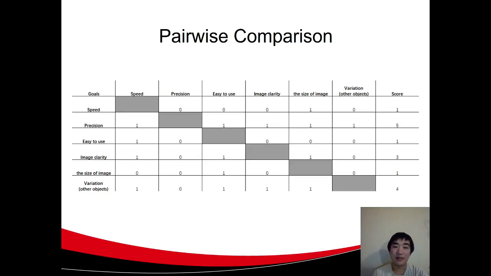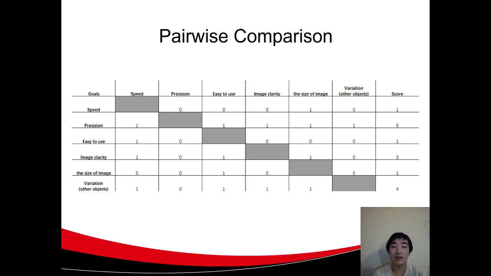The second important thing is the variation. Variation means the program can identify other objects after getting some training. That's why we use machine learning, because machine learning lets the program learn by itself. So the method is important.